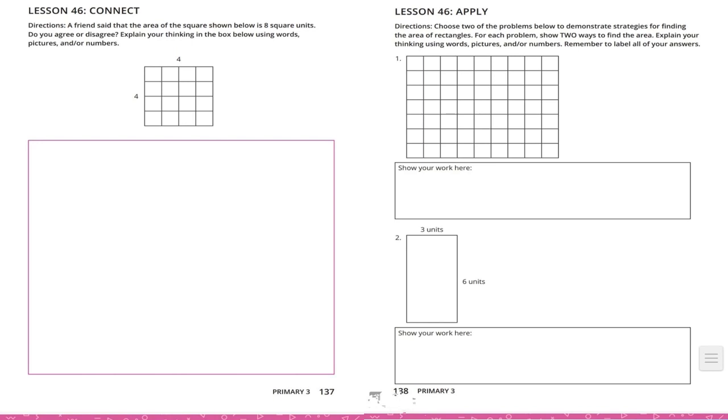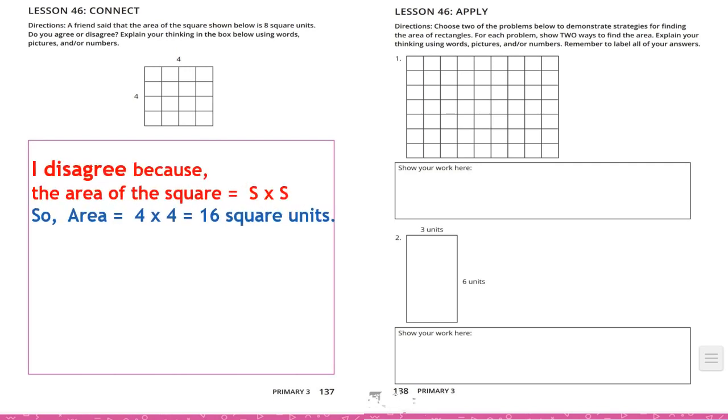To find the area of a square, we have 3 ways. We can count all squares, or we can multiply length times width, or we can multiply rows times columns. We know that the length and width are equal, so the rule of the area of a square equals side times side. Side times side equals 4 times 4. 4 times 4 equals what? 16. So it's not 8.